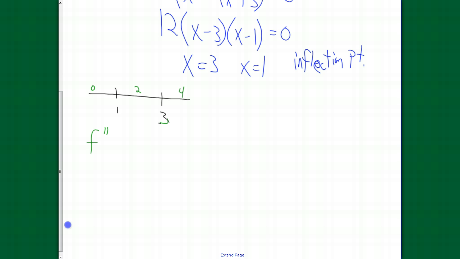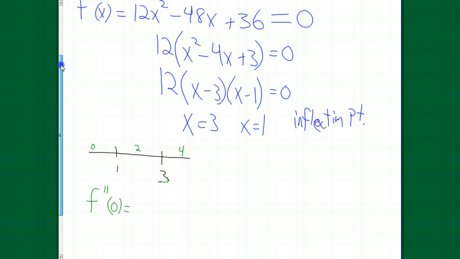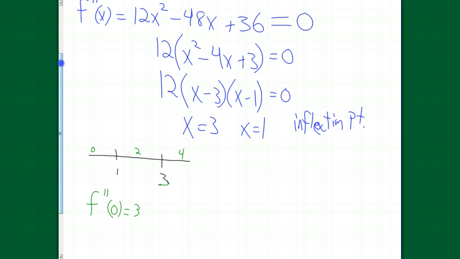So f double prime of 0. When we plug in 0 into the second derivative, we get a positive 36. And I don't really care about the number, I just care about positive or negative. When we plug in 2 into the second derivative, I'm going to plug that into the factored form here. 2 minus 3 is a negative. 2 minus 1 is a positive. So positive 12 times a negative times a positive, that is a negative value.